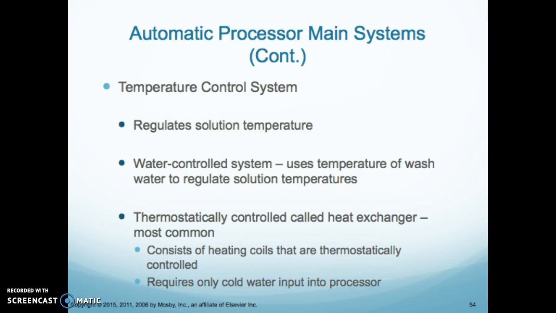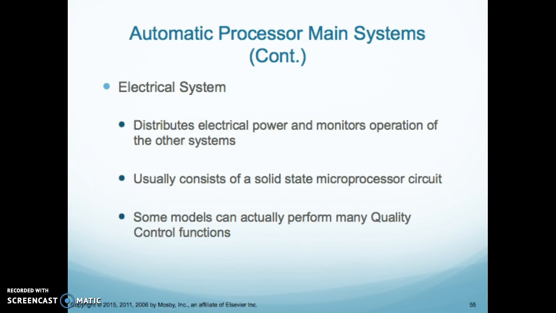The temperature control system regulates the solution temperature. So the water-controlled system uses the temperature of the wash water to regulate the solution temperatures. So it's regulated through the wash and controls the rest of the processor through that. Thermostatically controlled, called a heat exchanger, is the most common. It consists of heating coils that are thermostatically controlled, and the processors only require cold water coming in.